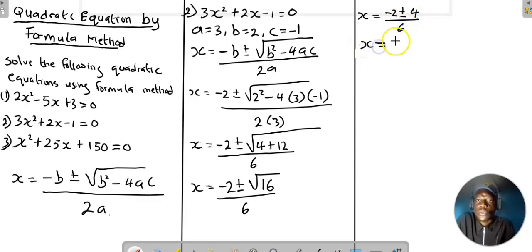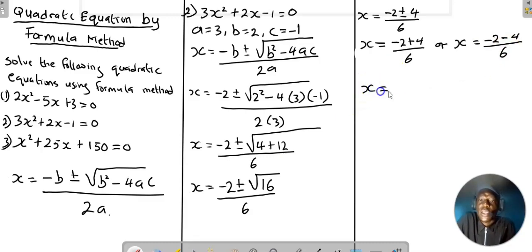Now x is equal to either minus 2 plus 4 over 6, so that's where the sign separates now, or x is equal to minus 2 minus 4 over 6. So we have taken the plus sign, now let's take the minus sign. Are you seeing it now? So we have x is equal to minus 2 plus 4, that will give us 2 over 6, or x is equal to minus 2 minus 4, that's minus 6 over 6.